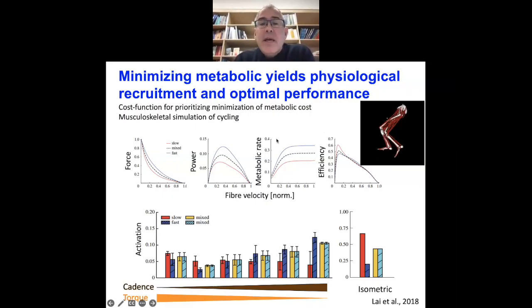So it would seem that if the body were to have a strategy of minimizing the metabolic cost, it will result in, during slow contractions, isometric contractions and slow cycling, results which are consistent with the size principle. But essentially the same cost function will also result in a preference for the faster fibers for the high-speed contractions, which makes mechanical sense and is just what we see experimentally.